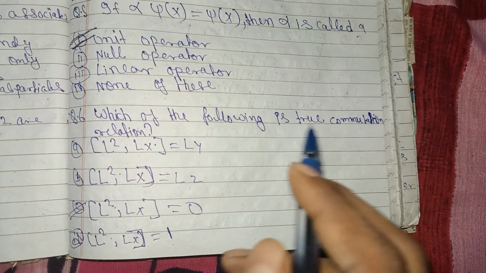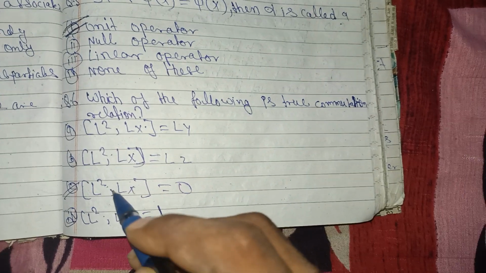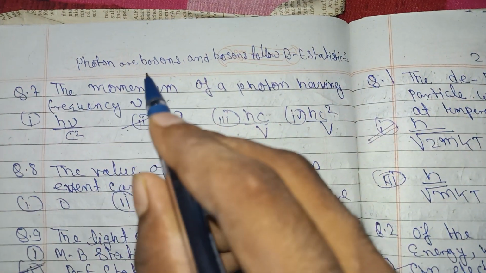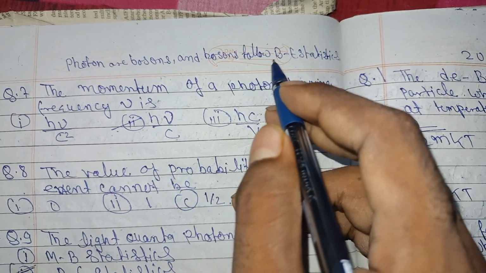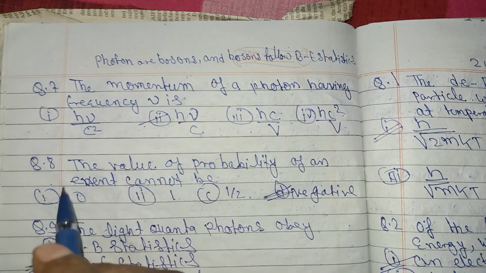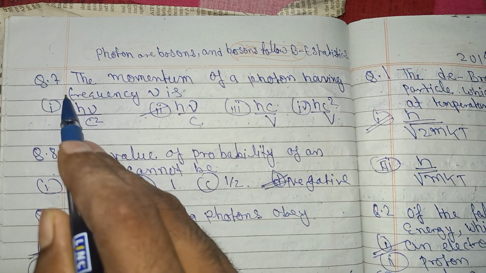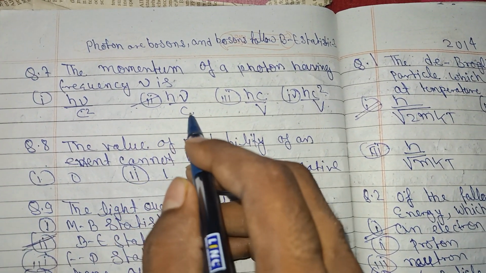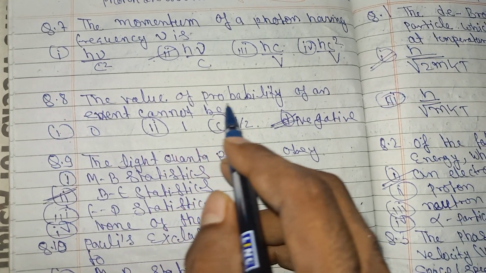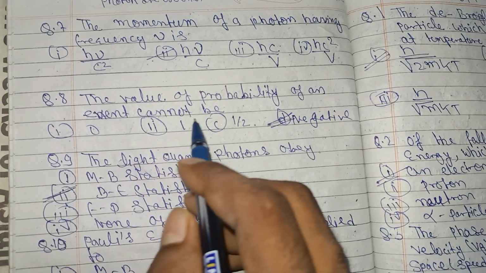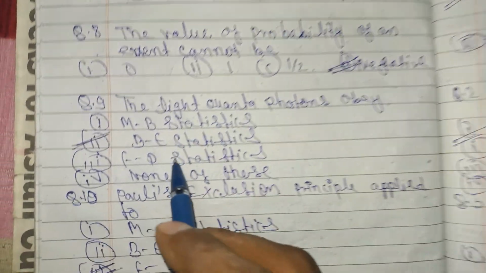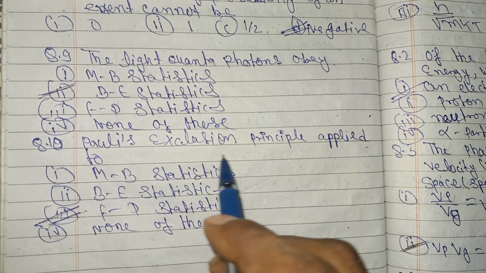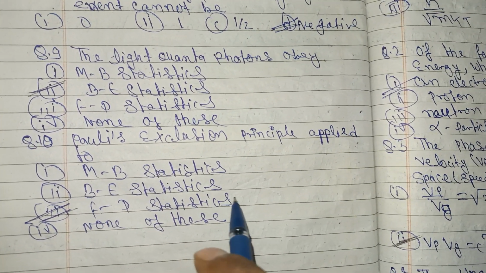Question number 6: which of the following is a true commutation relation? L square with Lx is equal to 0. Photons are bosons and bosons follow BE statistics. Question number 7: the momentum of a photon having frequency nu is h nu by c. Question number 8: the value of the probability of an event cannot be negative. Question number 9: the light quanta, photons, follow BE statistics. Question number 10: the Pauli exclusion principle applies to FD statistics.